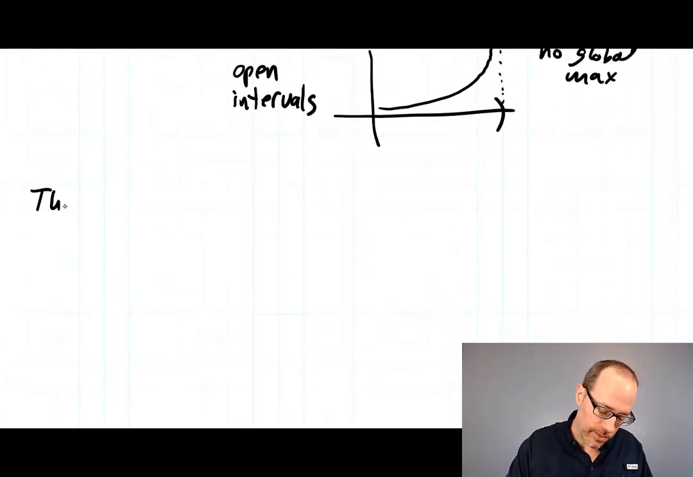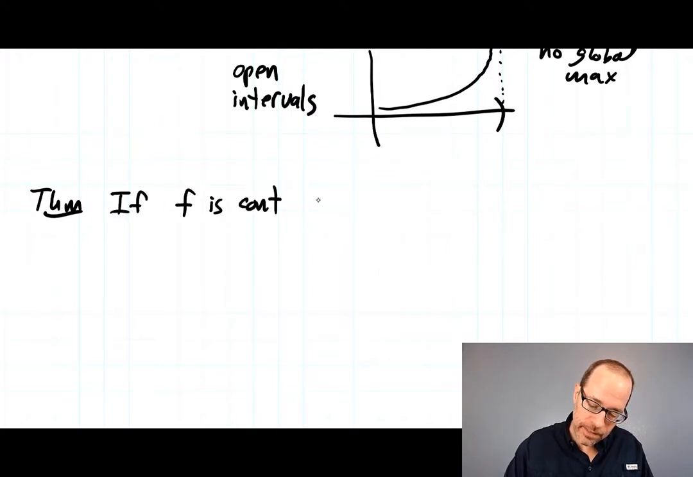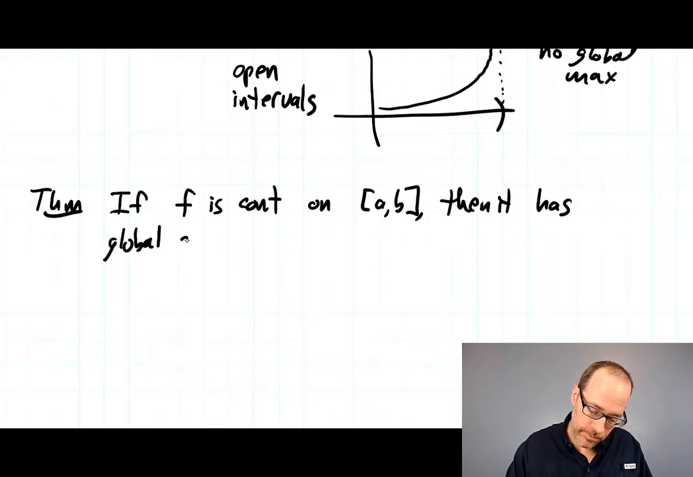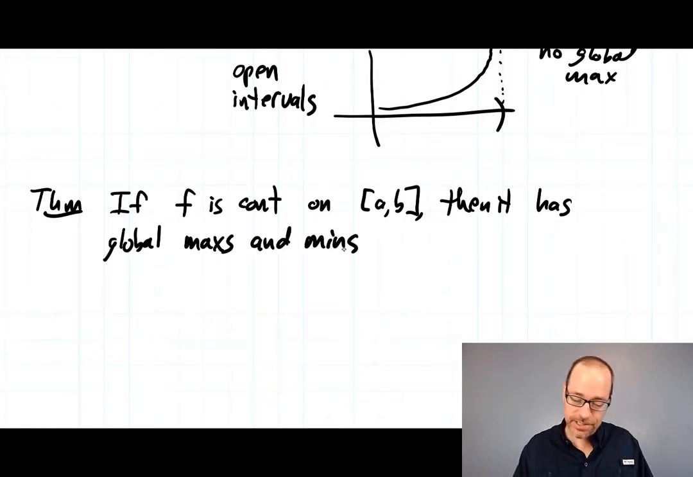But there's a great theorem that says if f is continuous on a closed interval a to b, then it has local and global maximums and minimums. So this is just an existence theorem. It says they're there. It doesn't tell us at all how to find them.